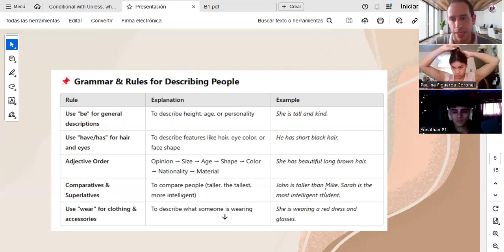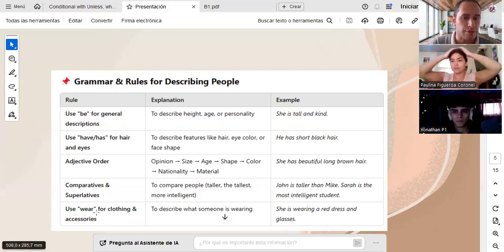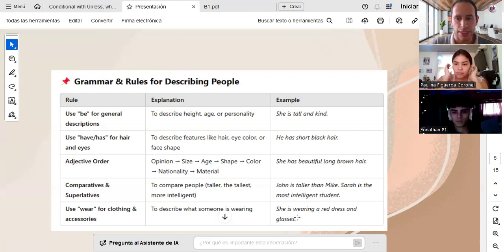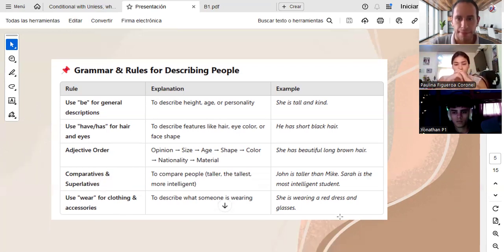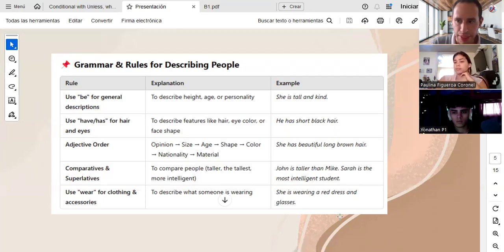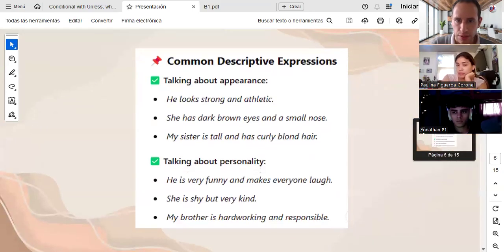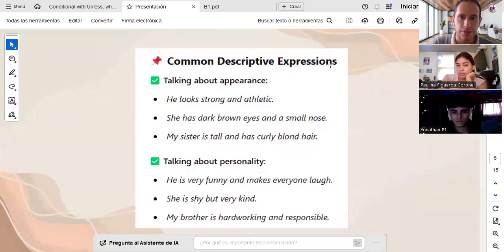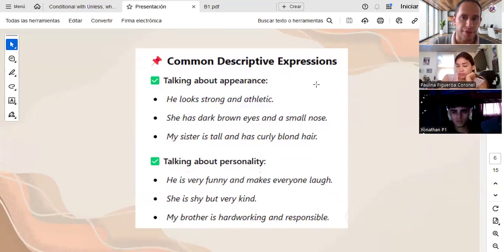John is taller than Mike. Sarah is the most intelligent student. Use wear for clothing and accessories to describe what someone is wearing. She's wearing a red dress and glasses. So let's look for a practice. Okay, common expressions. Talking about appearances: he looks strong and athletic, right?